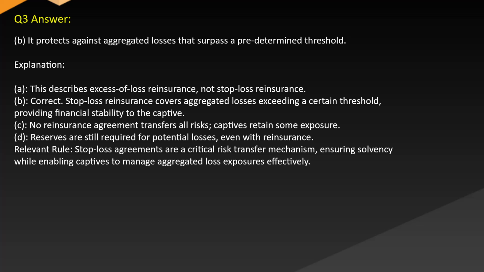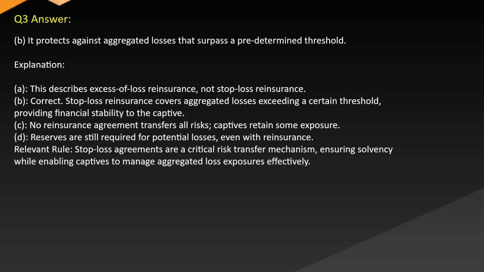Answer: B. It protects against aggregated losses that surpass a predetermined threshold. Explanation: A. This describes excess loss reinsurance, not stop-loss reinsurance. B. Correct. Stop-loss reinsurance covers aggregated losses exceeding a certain threshold, providing financial stability to the captive.